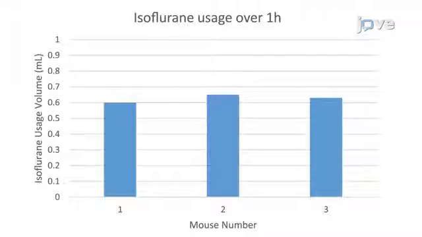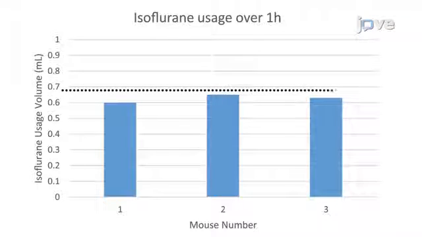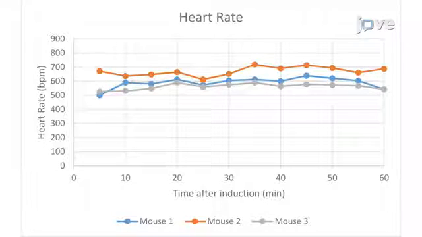This figure shows the amount of isoflurane used in milliliters for 3 different 6 to 7 week old C57 Black 6 female mice over 1 hour of anesthesia maintenance using the digital low-flow anesthesia system. Due to the low flow rates, the low-flow syringe-driven digital vaporizer consumed less than 1 milliliter of isoflurane over the course of 1 hour.